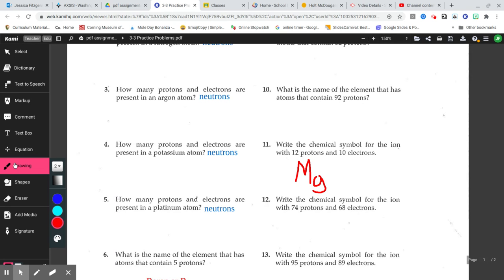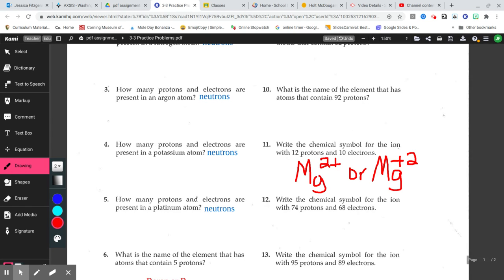And since it's an ion, I'm going to have a charge. To find my charge, I find the difference between my protons and electrons. So my difference is 2. And what do I have more of, positive protons or negative electrons? I have more positive protons, so I will put a plus. So again, you could write your symbol with the plus sign first and then the numerical charge.